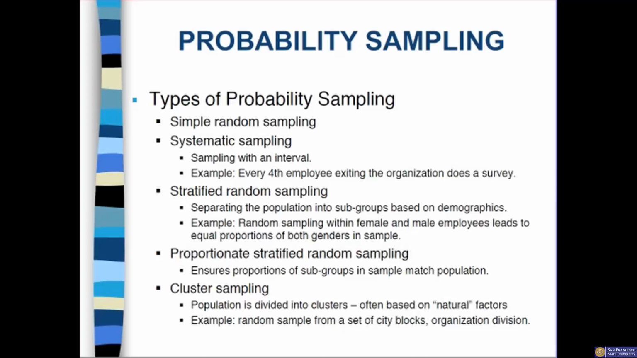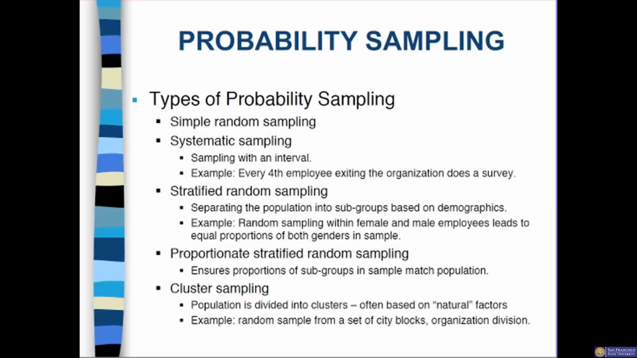Or you can do a more systematic approach. This is sampling with an interval. An example where you're using an interval to do your random sampling is every fourth employee in the organization is going to get sent the email to do your survey. So it's an interval of 1 out of 4.